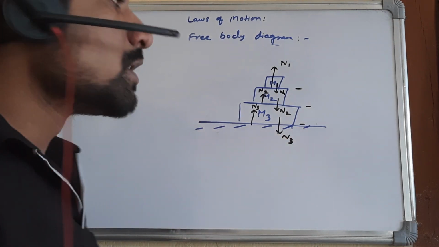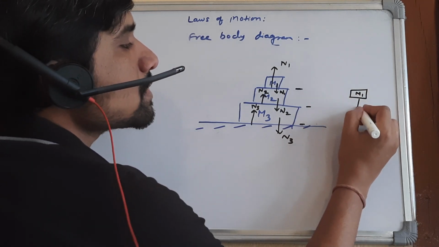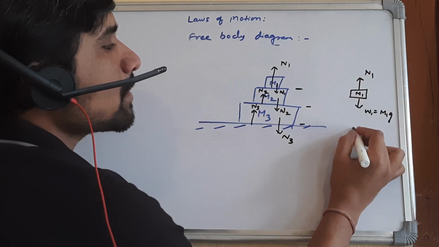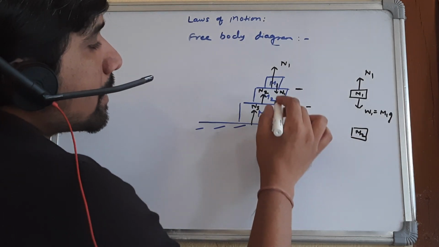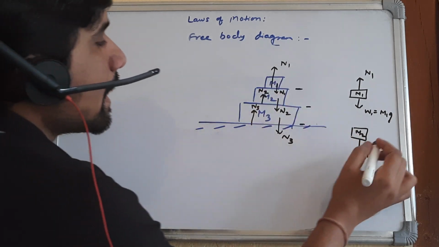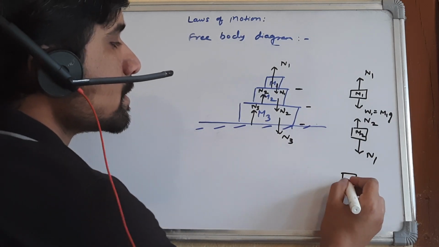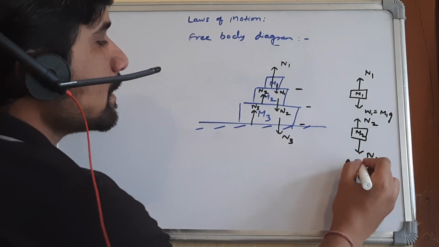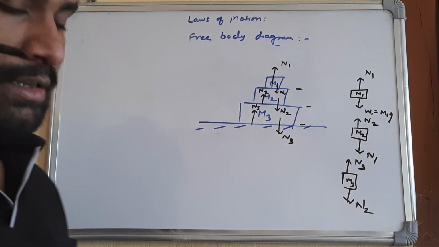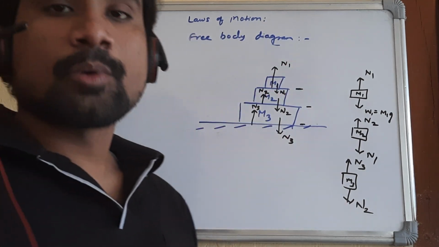We are not worried about the surface. So let's draw for M1, M2 and M3 separately. If I bring out M1, what are the forces? First is W1, which is gravity, M1g, and then N1. What about M2? M1 is applying N1 to M2, so N1 will come down, and M3 is applying N2, so N2 will come up, right? For M3, the surface is applying N3 in this direction, and M2 is applying N2 in this direction. So this is the segregation of all three objects and their respective free body diagrams.